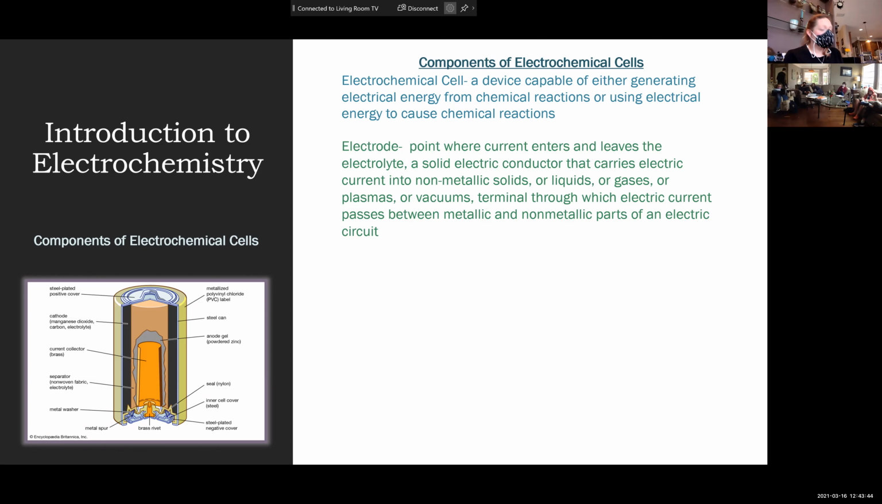All right, so your electrochemical cells, these are your batteries, right? It's a device capable of either generating electrical energy from chemical reactions or using electrical energy to cause chemical reactions. And you guys remember electrodes, right? This is the point where current enters or leaves the electrolyte. So you have electrodes on the ends and electrolyte in the middle. You remember what an electrolyte is? It's typically a liquid, a fluid, not always, usually, and what's in it though? Ions. We need the ions in it because that's what helps the electricity flow.